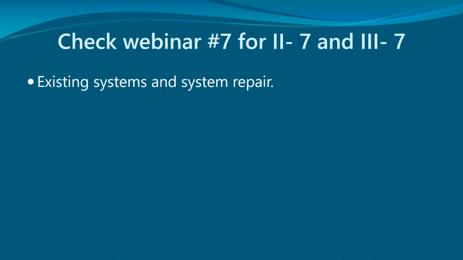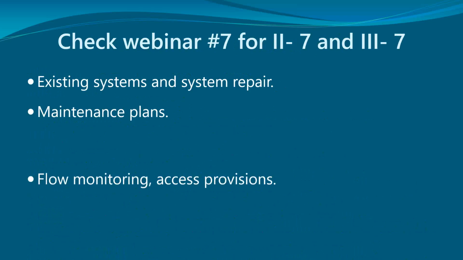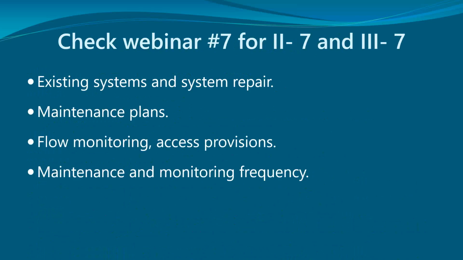Then check out webinar number 7 for 2.7 and 3.7, which dealt with those existing systems and system repair in greater detail. We just barely touched on it tonight. That's where it explains what maintenance plans are supposed to include, and as a maintenance provider you need to be able to create a simplified maintenance plan. And it had content about flow monitoring, access provisions, maintenance and monitoring frequency was super important as a maintenance provider, because as we saw the other night in webinar number 7, these are completely different and variable.